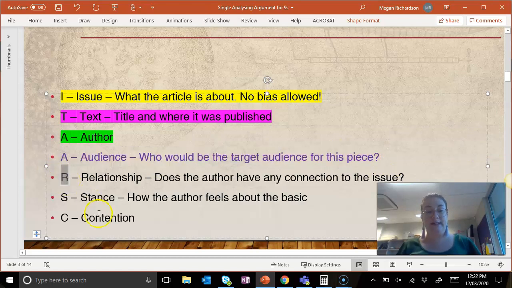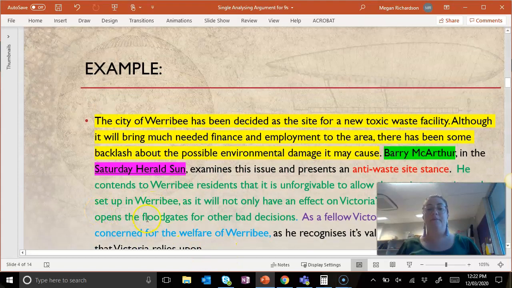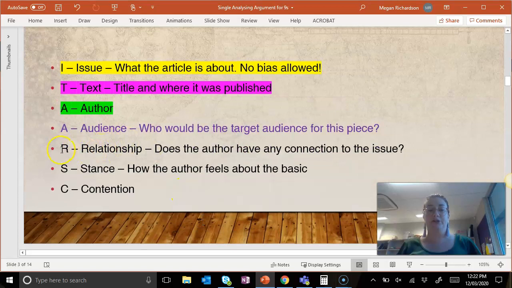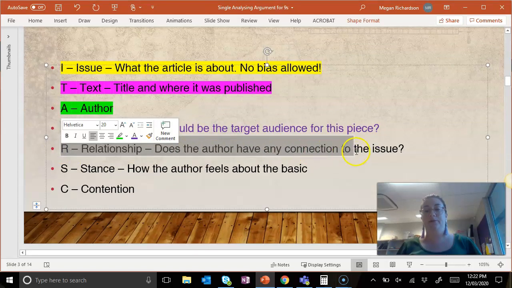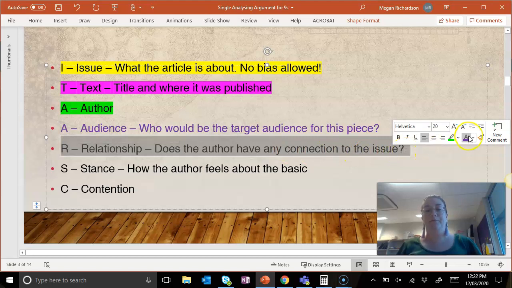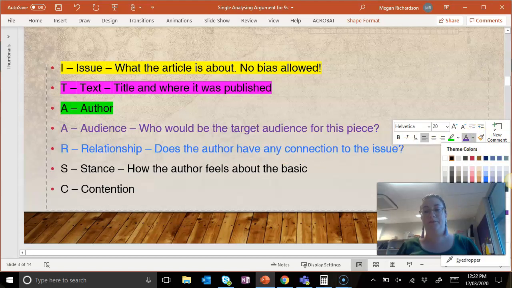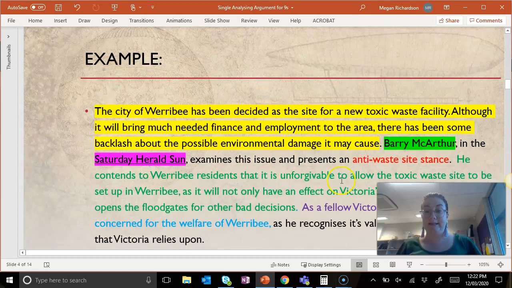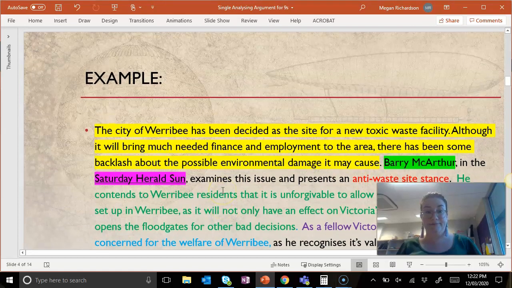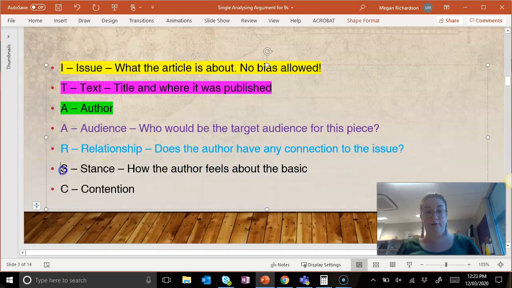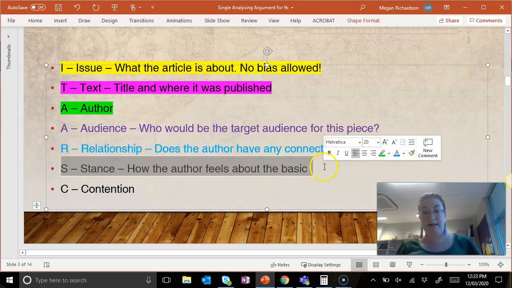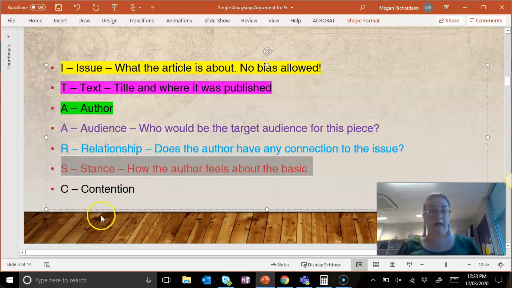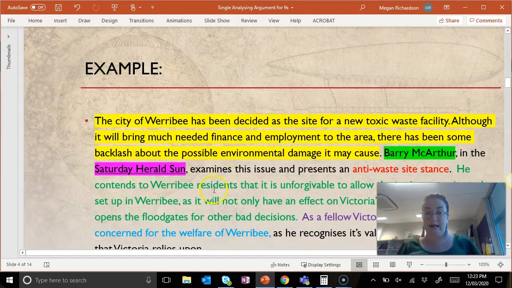Relationship, I think I did that in blue, didn't I? Yeah. MacArthur is concerned for the welfare of Werribee. Yep, so relationship. Blue. Which blue did I use? That one. And then stance. Stance I did in red. There we go. And contention was in green.